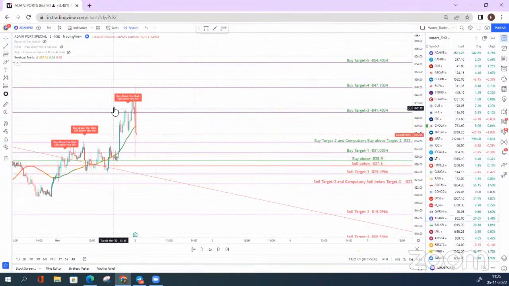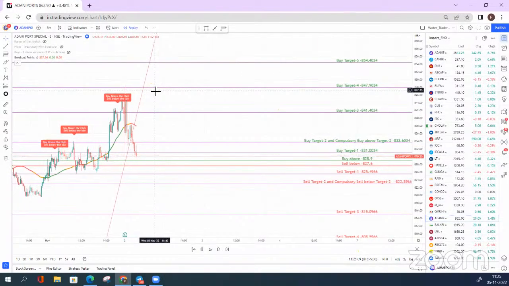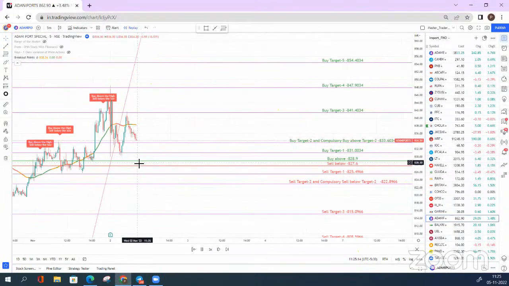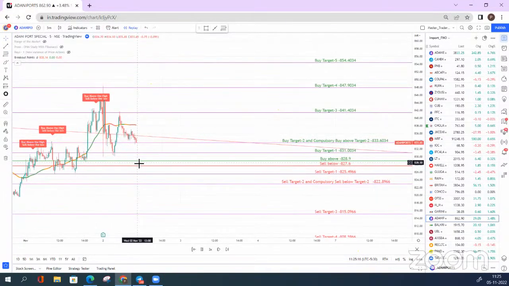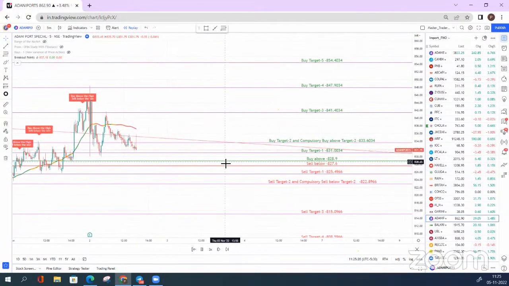The trend is also moving up. Okay, now the trend is going down. Okay, trend is going down. So after hitting the target, the trend is going down, but still it is on the buy above level. You can still go on buying only. So this is what it is all about.